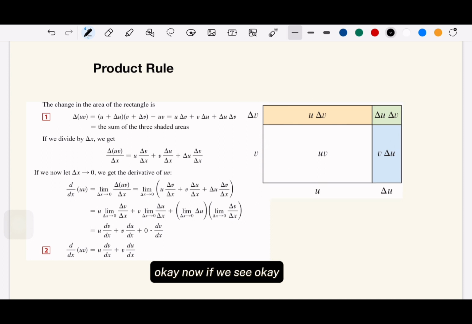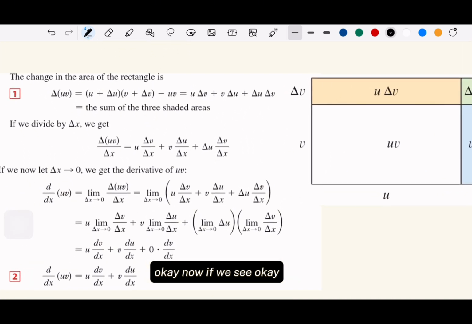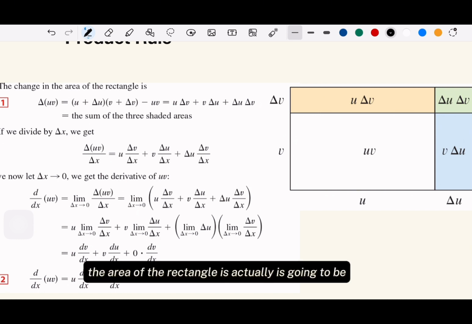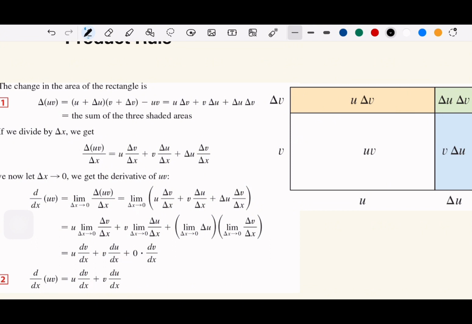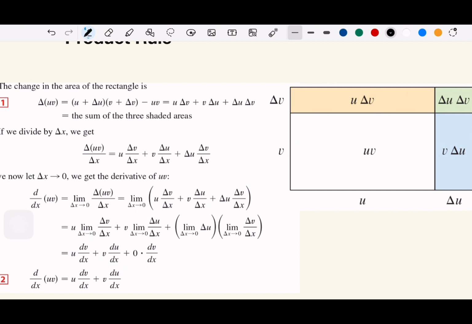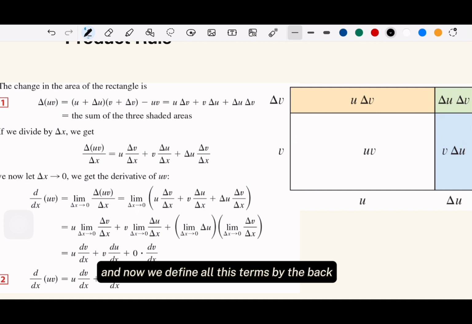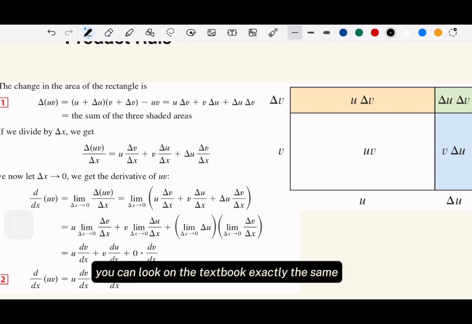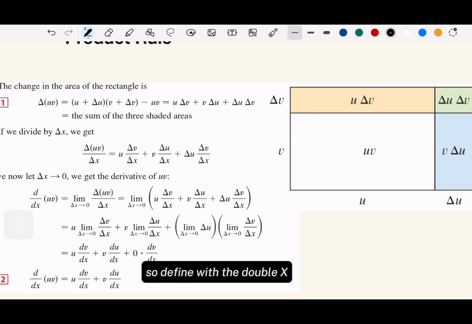Now if we see, the change of the area of the rectangle is going to be all the addition of this shaded area, right? So we have u delta v, v delta u, and delta u delta v. And now we define all these terms by delta x. If you have the textbook, you can look in the textbook. This is exactly the same.